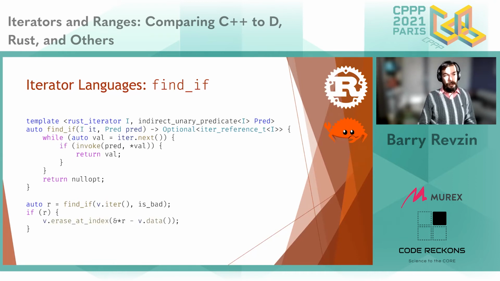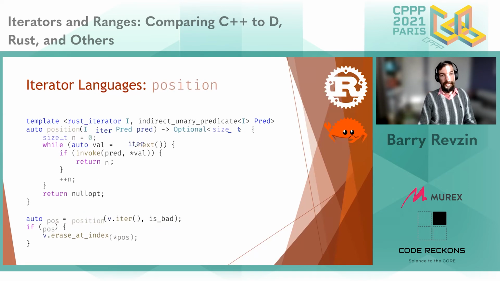If I had a vector and I knew it's contiguous, I could grab the pointer to that element, subtract off data, and call erase at index, which is just some function that, instead of taking an iterator, takes a position to erase. So that'll work for vector, but it won't work for deque, of course.